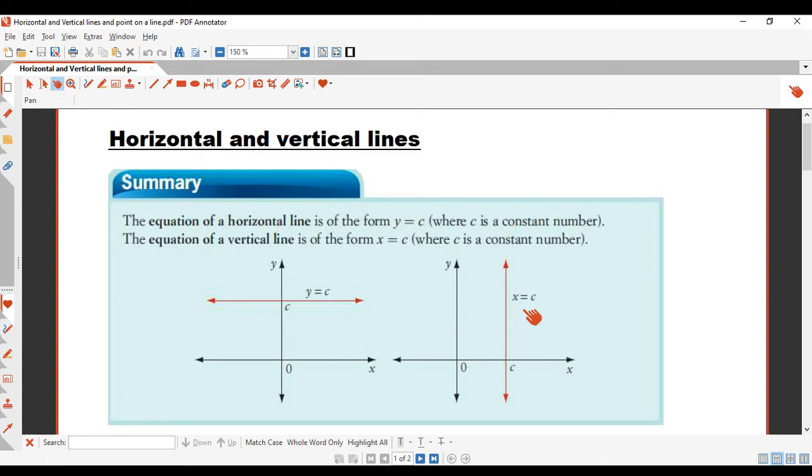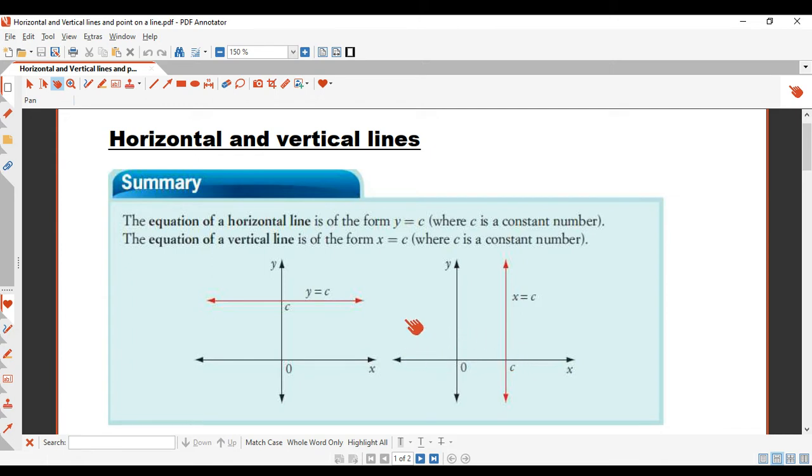Okay, we're going to look at horizontal and vertical lines here. Now, first thing to know is that the equation of a horizontal line is in the form y equals c, where c is the y-intercept of the line. And for a vertical line, the equation is x equals c, where c is the x-intercept of the line.